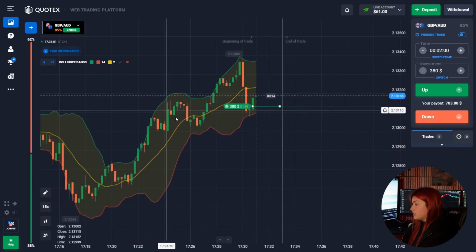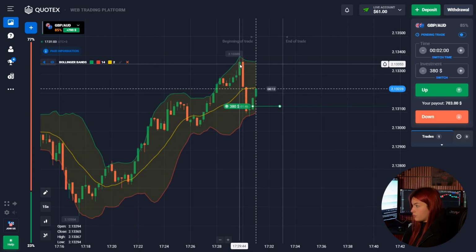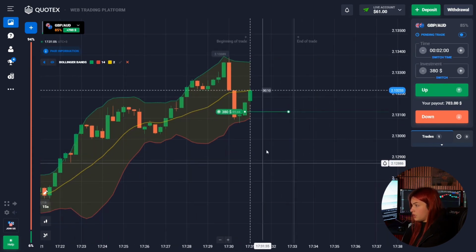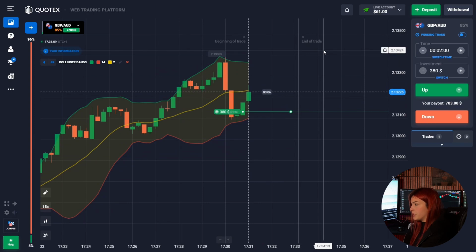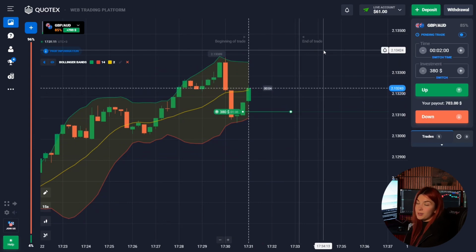Therefore, I think that in the near future the price will bounce up from the lower limit of the indicator and will continue to move up along the general uptrend, guys. So let's wait for the end of our deal.